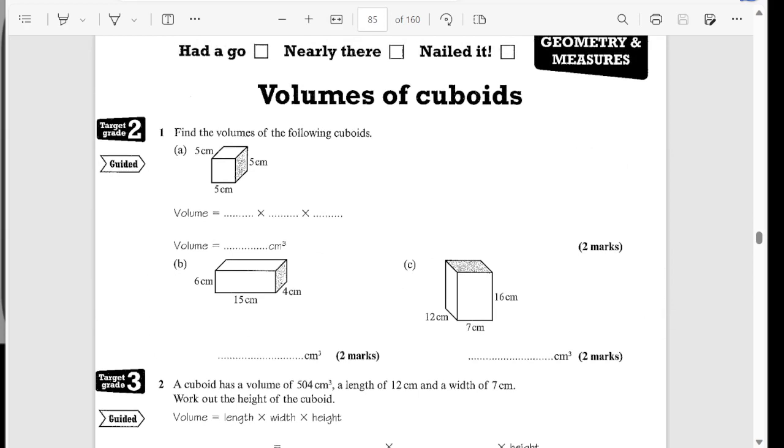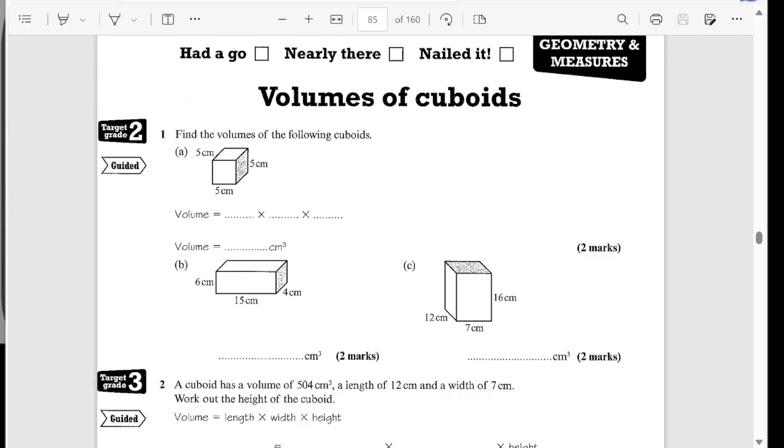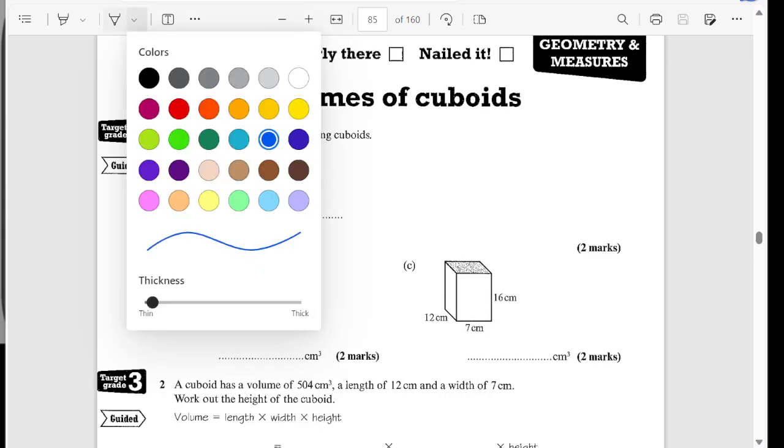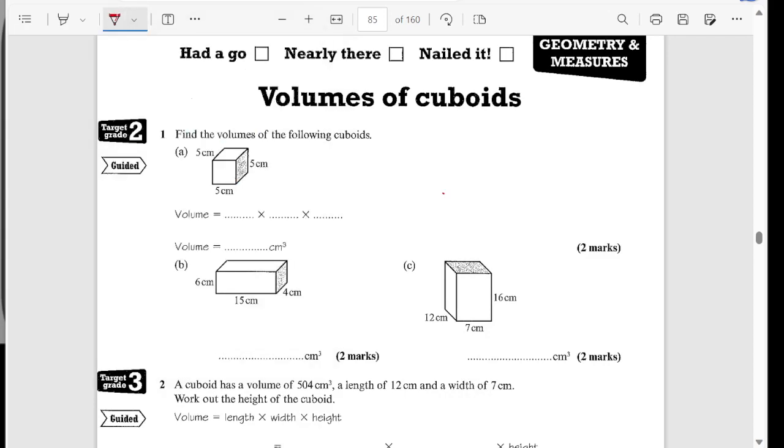Okay, so question one, find the volume of the following cuboids. So we've got a 5 by 5 by 5 centimeter cube. So the volume is going to be those dimensions multiplied together. 5 times 5 times 5 is going to be 125.